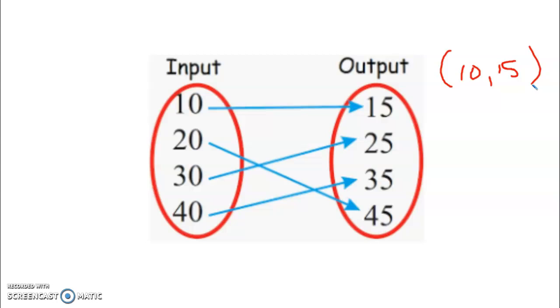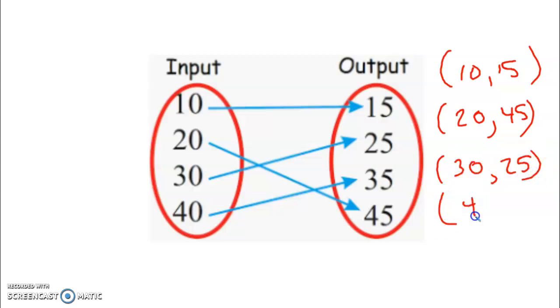Our next one would be 20, and that resulted in an answer of 45. So our ordered pair would be 20, 45. And then we would have 30, 25, and we would also have 40, 35. So as you can see here, none of the x values, none of the first numbers were ever repeated. So again, yes, this is a function.